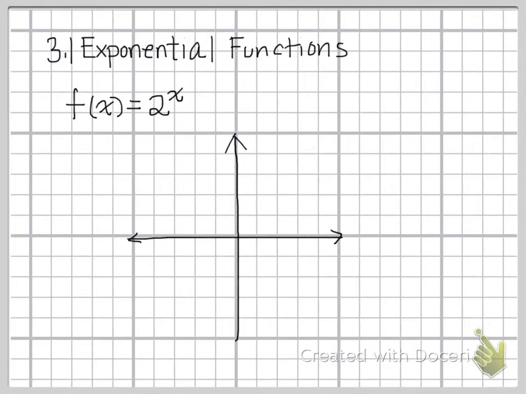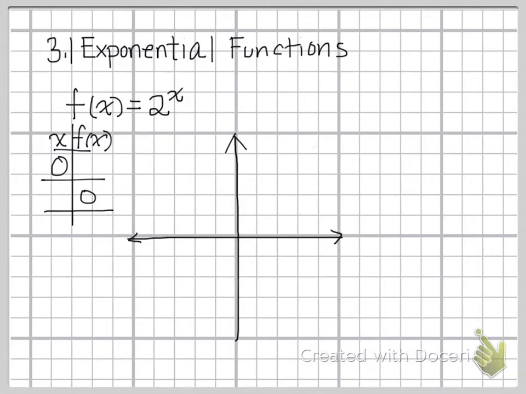So here we have an exponential function. What makes it exponential is that it has a variable for an exponent. That's what will make it an exponential function. As we do with any function, we're going to begin with a table of values, and the table of values is going to begin with the y-intercept and the x-intercept.